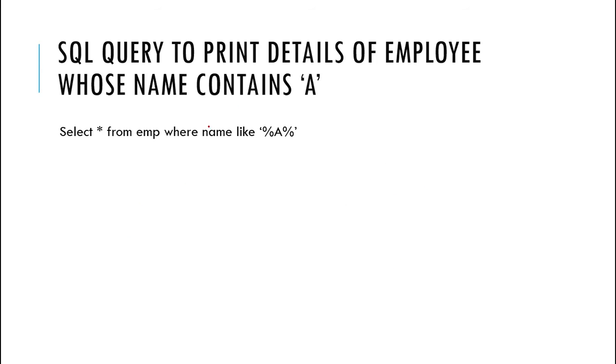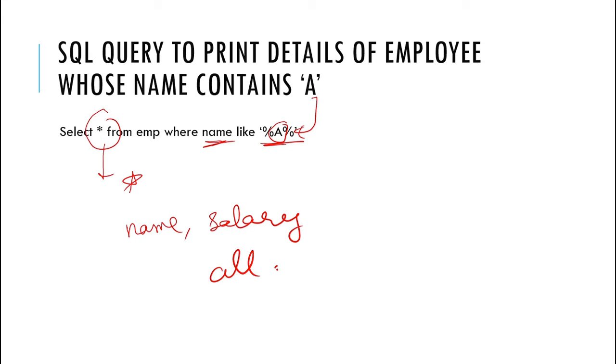So the name should be like this way, which contains the letter A, and we want all the details, so we are using star. And if we want particular details only, then we can write the column name, like if we want name, if we want salary. But if we want all details, then we are using star.